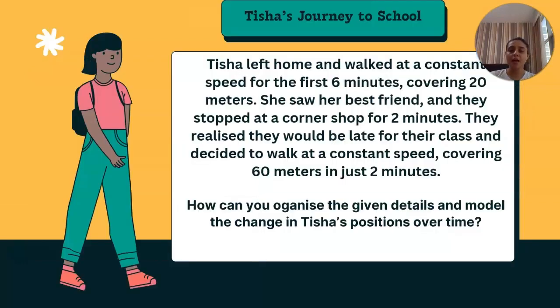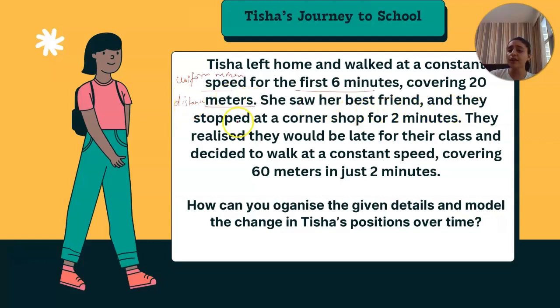So here is an example for you. Tisha left home and walked at a constant speed for the first 6 minutes. So she is walking at a constant speed, which means in uniform motion. Okay. Because there are no curves in between, no hindrance, no disturbance. So she is walking at a constant speed, speed has not been mentioned, for the first 6 minutes covering 20 meters. Okay. So here is the distance being given to you.